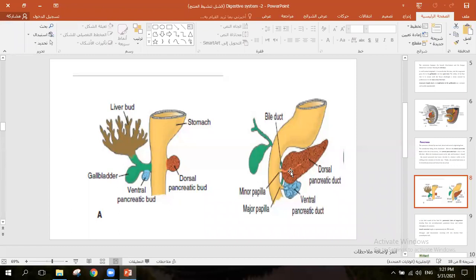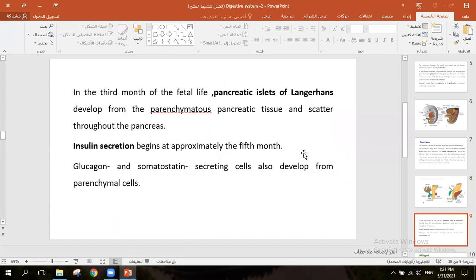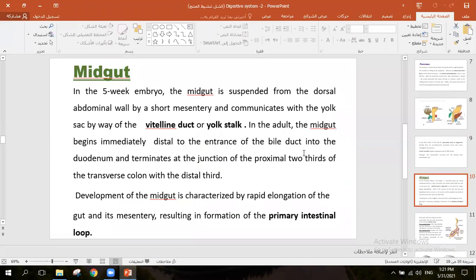عادة هنا بالثيرد مانث of fetal life راح يتطور pancreatic islet of Langerhans. شراح الإنسولين سكريشن؟ إيش وقت راح يكون؟ بالفيفث مانث، بالشهر الخامس. بعدها راح يصير جلوكاكون وسوماتوستاتين أيضا، راح يصير هنا developed from parenchymal cells. اوكي.